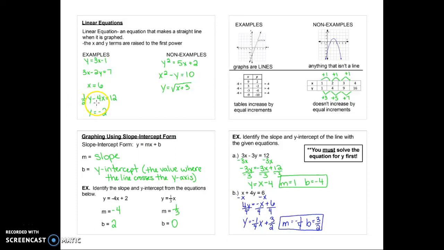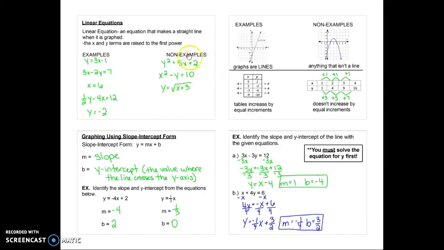1/2 y minus 4x equals 12. Okay, again, the y and the x are only raised to the first power, so it counts as a linear equation. It doesn't matter that this is a 1/2. You can have fractions as a coefficient, so it's 1/2 times y. That's perfectly acceptable. Then y equals -2. Again, that counts as a linear equation. There is no x term. That's fine, because the y value is simply raised to the first power, so it counts as linear.